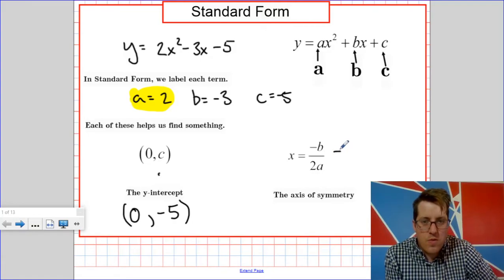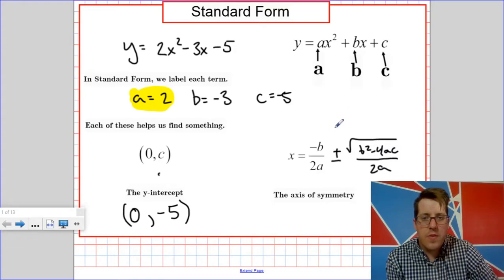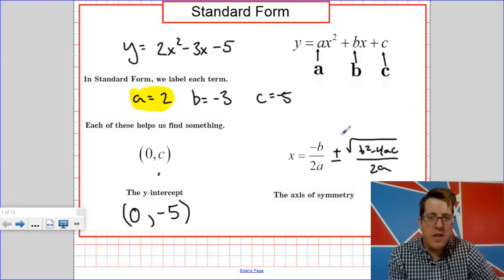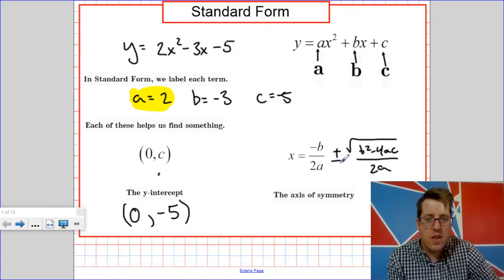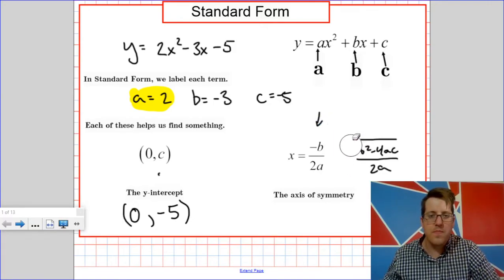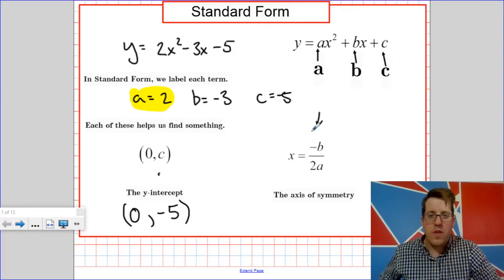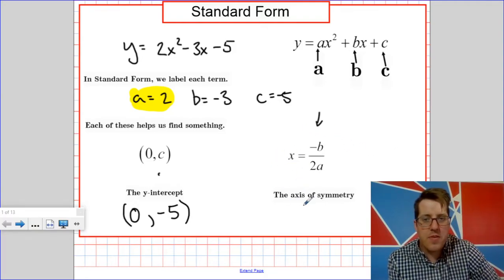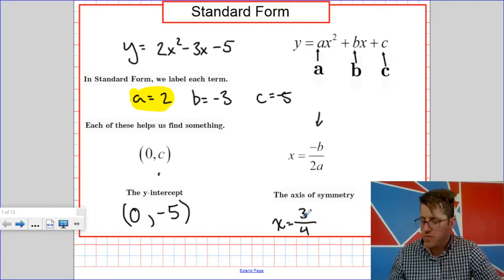If the zeros are this, then the plus would normally be the 0 to the right. It depends on what a is. And the minus would normally be the 0 to the left. So halfway between them would be the axis of symmetry. So in this case here, it would be the opposite of b over 2a, or the vertical line x equals 3/4.